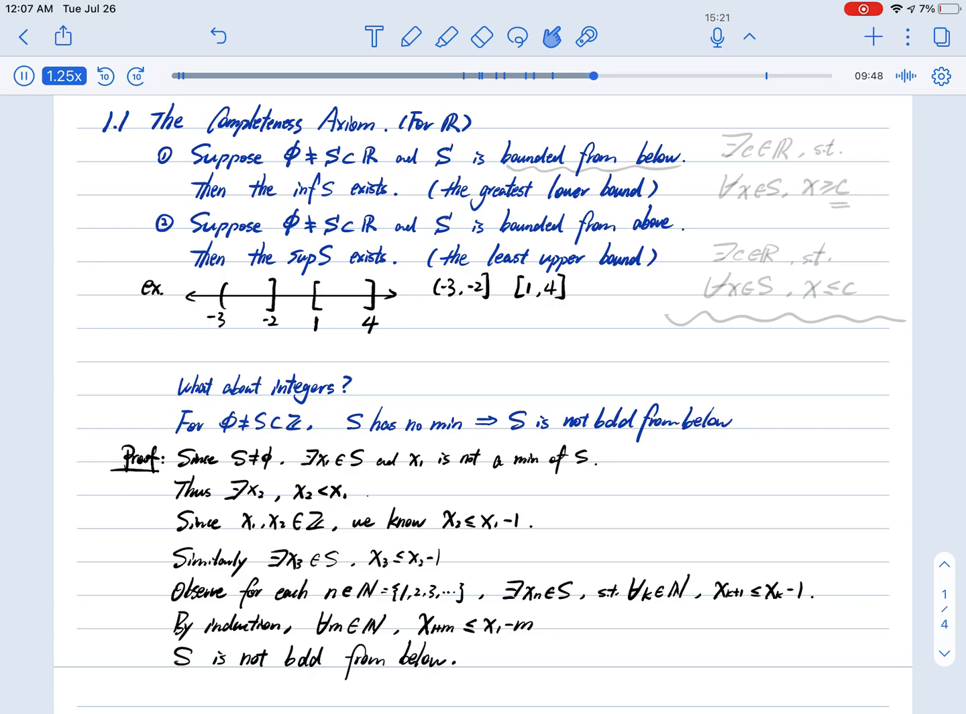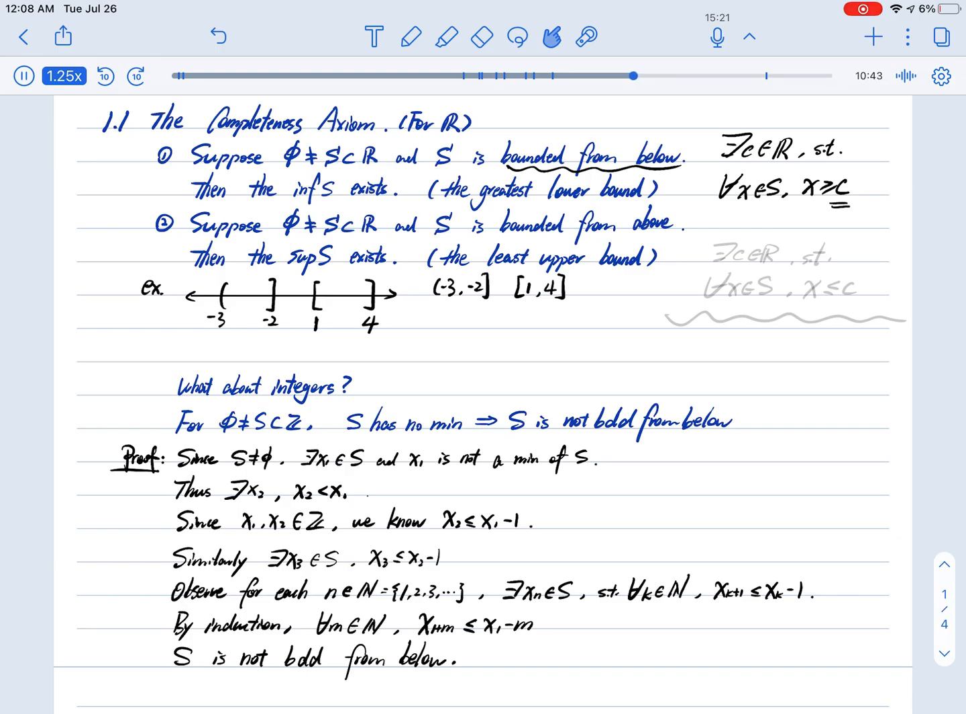If S is bounded from below, it means that there is a number, for example, we call it C, having the property that for all X in S, X is greater than or equal to C. I write it this way: there's a number C in the real numbers such that for all X in S, we have X greater than or equal to C. We call that bounded from below, and this C value is called a lower bound.